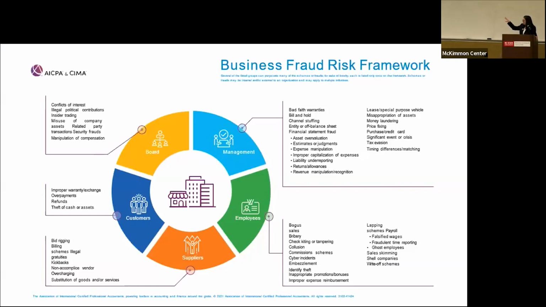But when I was on the committee that helped develop this, we went through each one and kind of said, what group is most likely to commit fraud of this type, and where would it be most harmful to the organization? So for example, the yellow area is your board of directors. At the top of that is conflicts of interest.